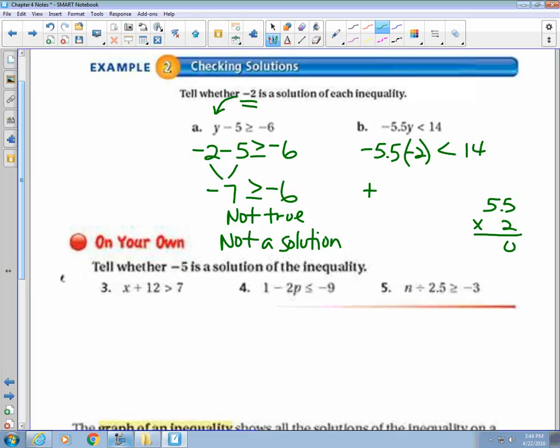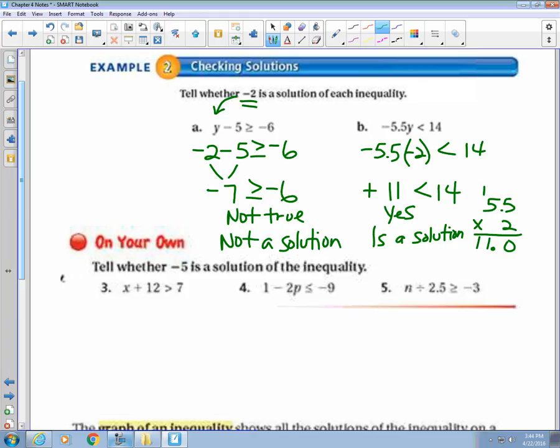2 times 5 is 10. Carry the 1. 2 times 5 is 10 again. Plus the 1 is 11. I have one decimal place value to the right of the decimal, so I'll put that in here. So 5.5 times 2 is 11, and I'm going to get 11 is less than 14. And is that true? Positive 11 is less than 14? Yes, that is true.